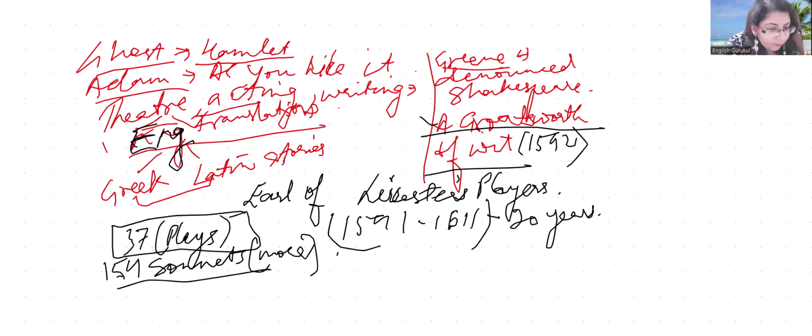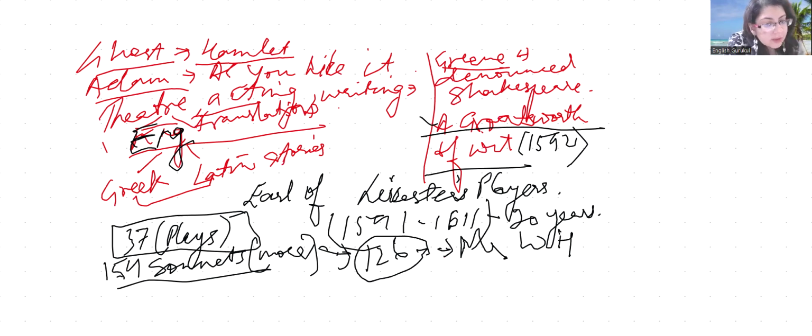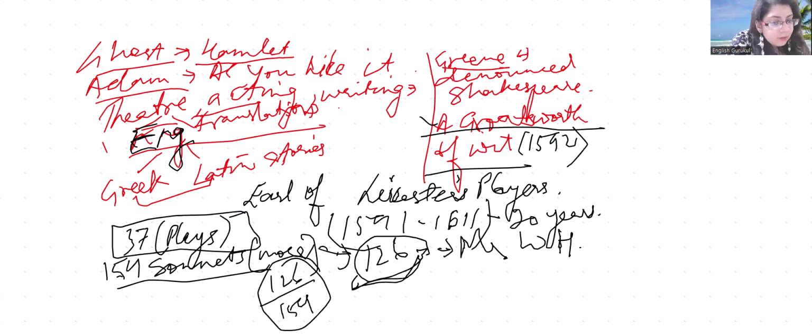Out of the 154 sonnets, the first 126 are addressed to a man, Mr. W.H. In order to remember, you can think of it as 126 out of 154. Now, who is Mr. W.H.? We don't know, we just assume. Mr. W.H. is thought to be the Earl of Southampton.